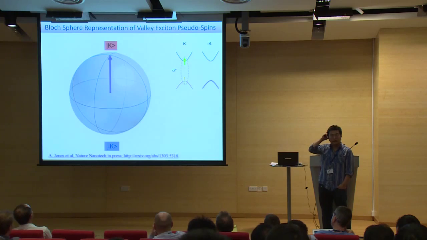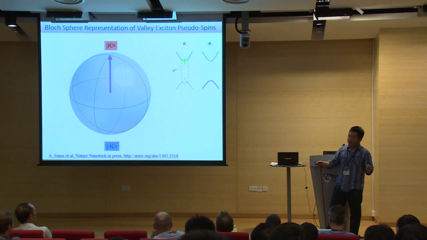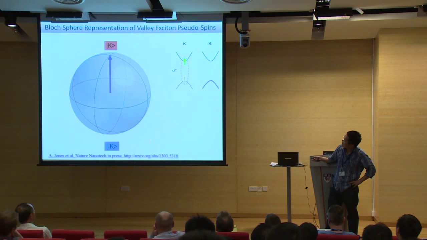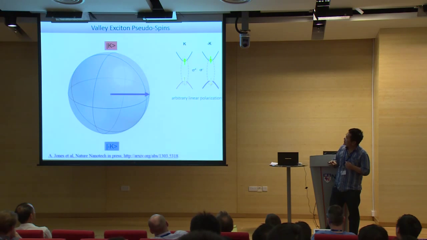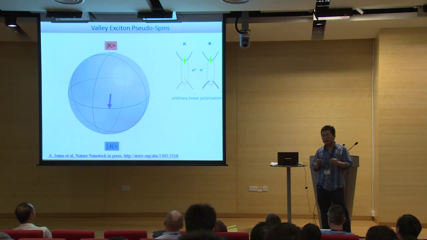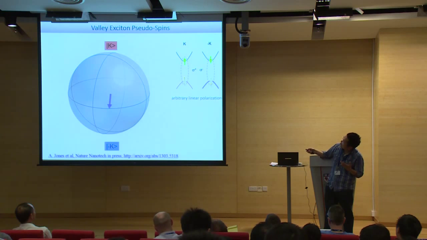Okay, let me give a quick summary of the first part of my talk. We make an analogy between valley pseudospin and the real electron spin, so we can use a Bloch sphere to represent this analogy. The north pole, with the Bloch vector pointing up, represents the plus K valley. The south pole, with the Bloch vector pointing down, represents valley polarization in the minus K valley. When we send in sigma plus light, we generate a pseudospin pointing up. When we send in sigma minus light, we generate a pseudospin pointing down. If we send in linearly polarized light, we generate a pseudospin pointing to the equator, creating a coherent superposition between pseudospin up and pseudospin down. In principle, if we send in elliptically polarized light, we can generate a pseudospin pointing to any point on the Bloch surface.